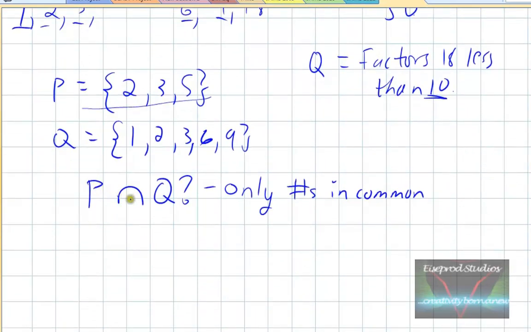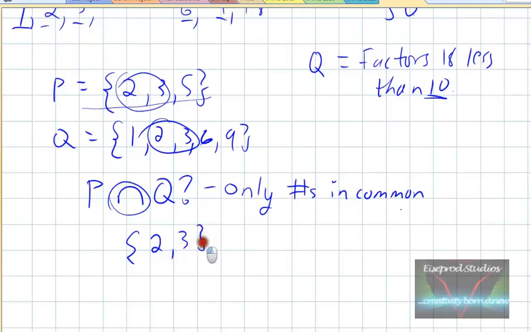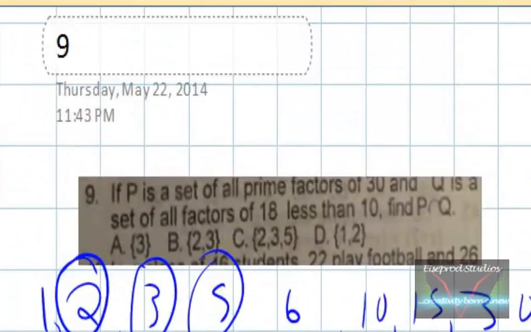And so what does this mean? What is this whole intersection? Remember, this is intersection, not union. If it was a union, we would just combine the two sets and be done. But with intersection, we want only the numbers that are in common between the two sets. And so that would be the numbers 2 and 3. So P intersection Q is going to consist of 2 and 3. And that will be your answer.